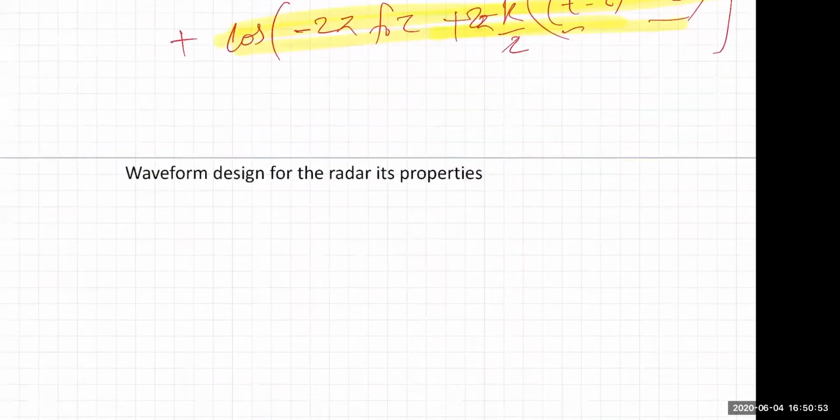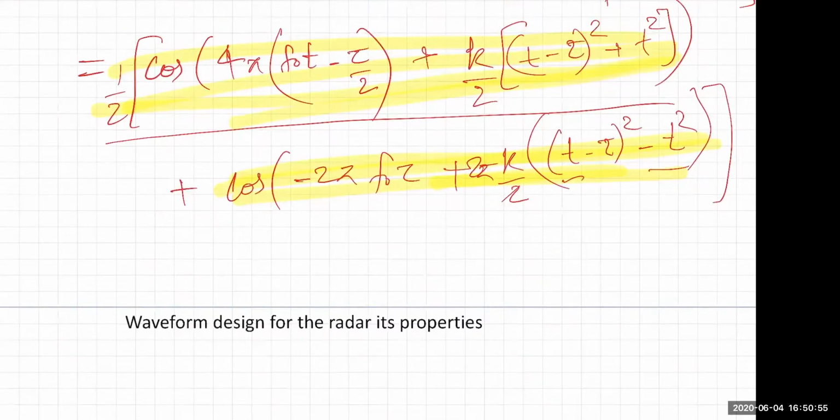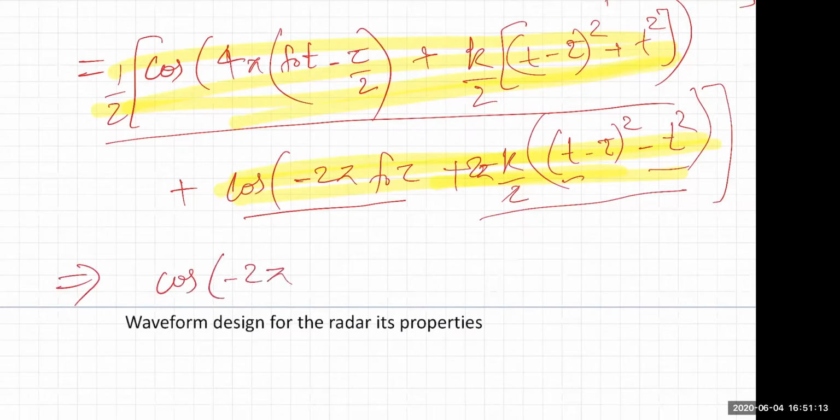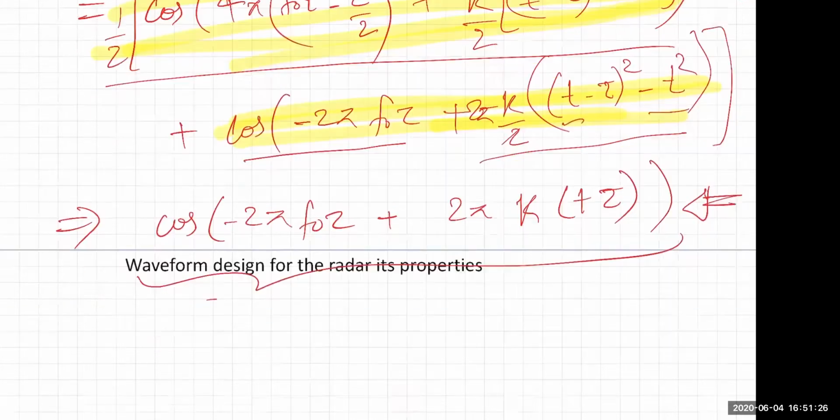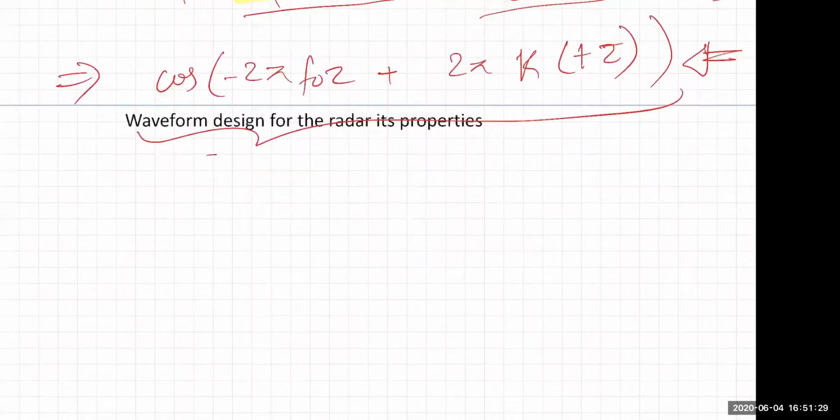So to summarize, now what you will be left with, I'm going to take a few minutes extra today so that we complete some more concepts. You'll be left with cosine of 2 pi f naught tau and cosine of 2 pi k tau t. This one will lead to cosine of minus 2 pi f naught tau plus cosine of 2 pi k t tau. Essentially instead of an exponent, now you have a cosine. Does it make sense, folks?